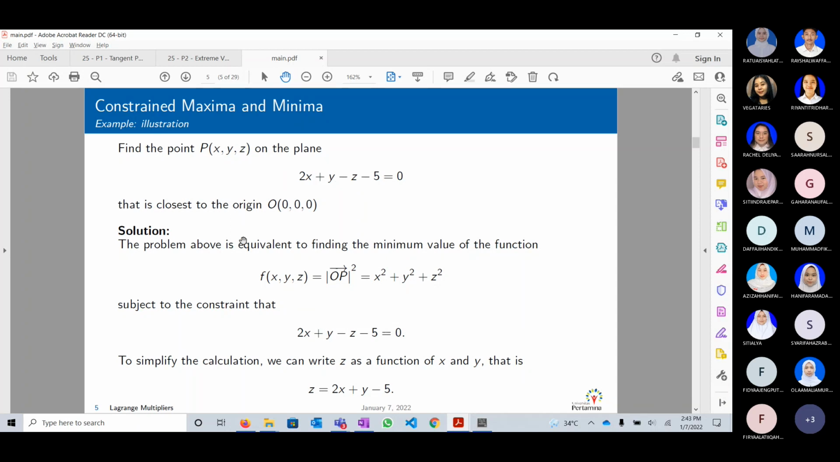Then we want to minimize this distance function, this square distance function, subject to the constraint of this equation.